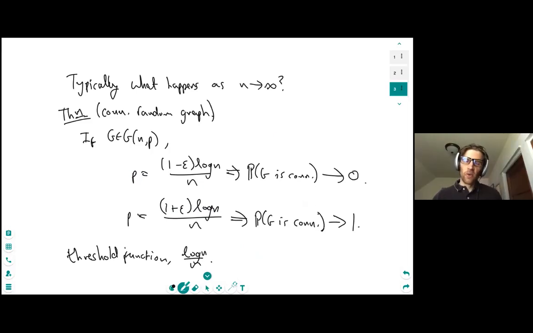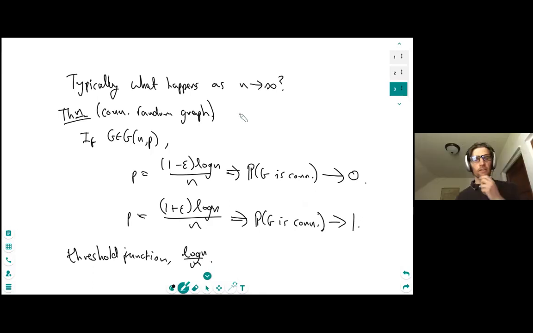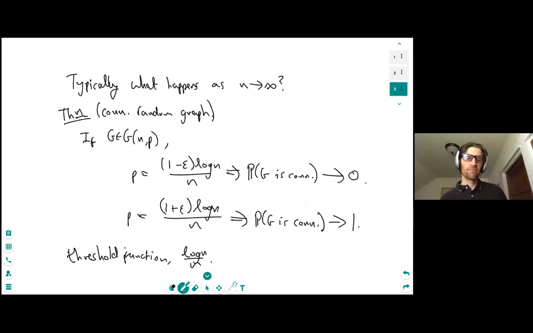Can I ask a question? What's an example of something that's not a threshold property or not a first order property? So connectivity is not a first order property, but it does have this threshold. I see. We'll see in a random simplicial complex where we don't have a threshold. Cool. Thanks. Yeah. So yeah, in 5 or 10 minutes, we'll see.